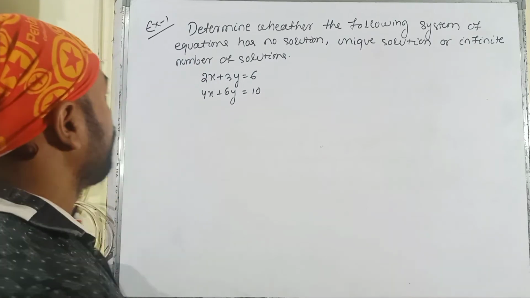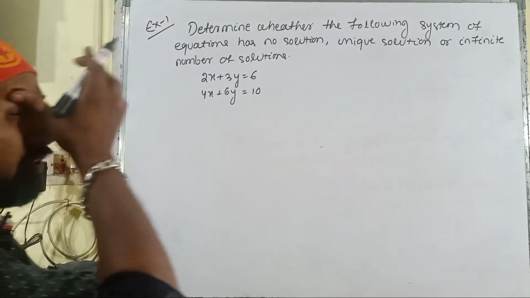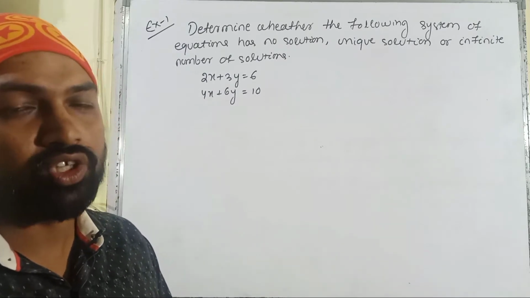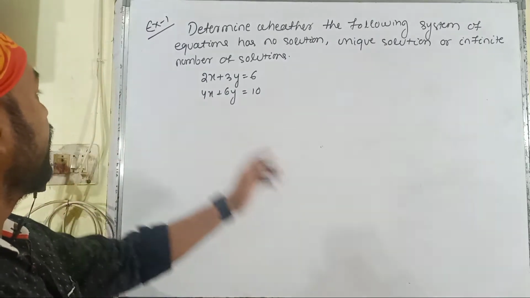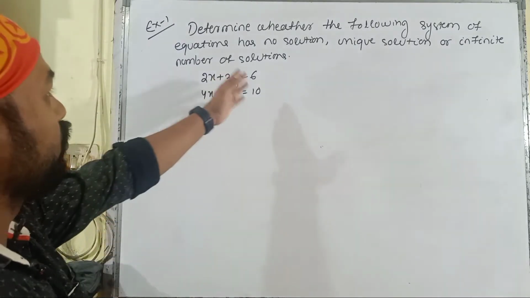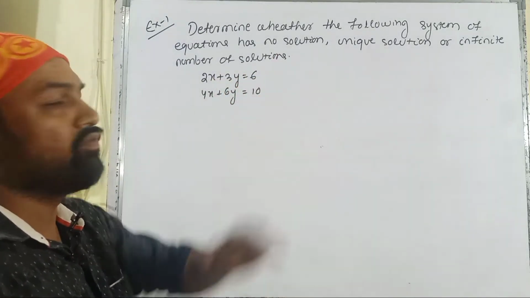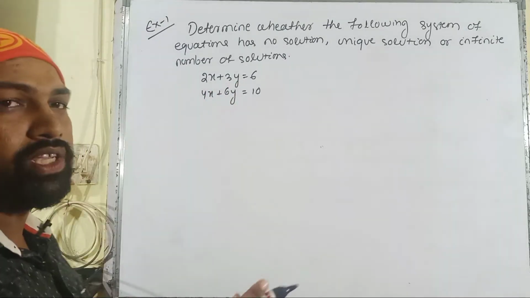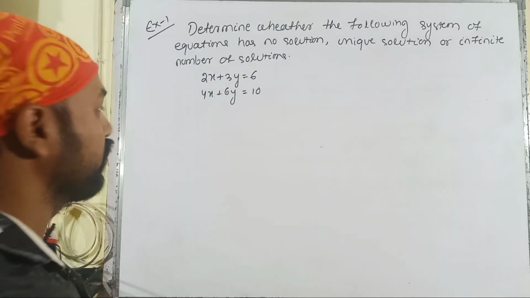So here is the first problem based upon the condition for consistency, inconsistency and finding out the number of solutions of a system of linear equations. It has been given: determine whether the following system of equations has no solution, unique solution or infinite number of solutions. The two equations are given by 2x plus 3y is equal to 6 and 4x plus 6y is equal to 10.